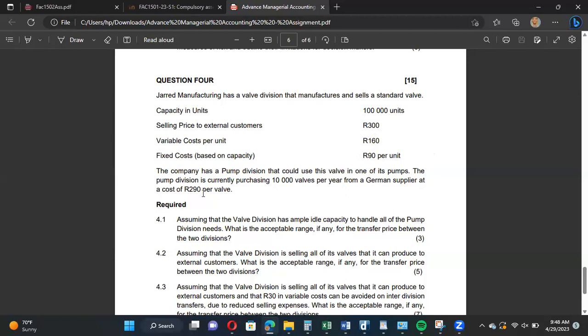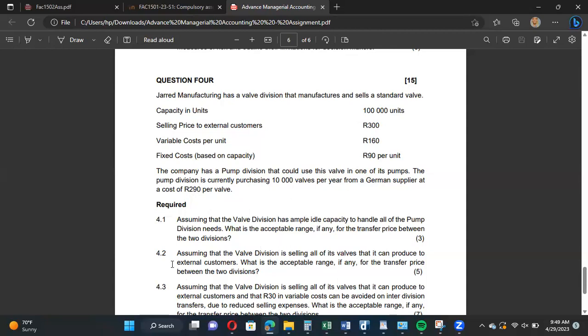But consider again that the pump division is currently doing this at 290. So 290 is still within that range there, right? Which means the best that the division can do for us is to get this at that external price level of 300. That's the best that they can do for us. Anything beyond that is not fair.